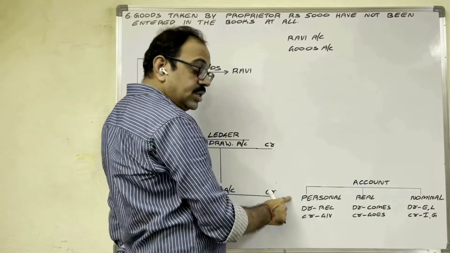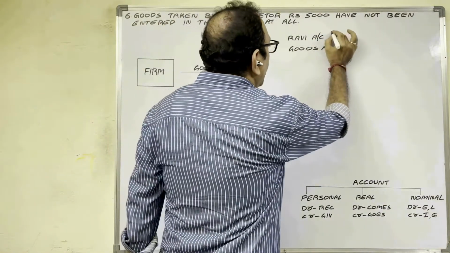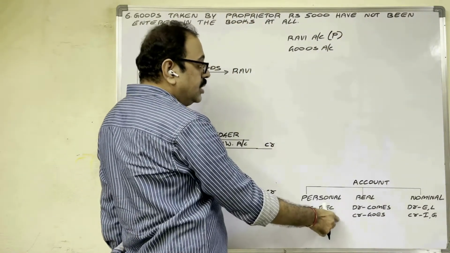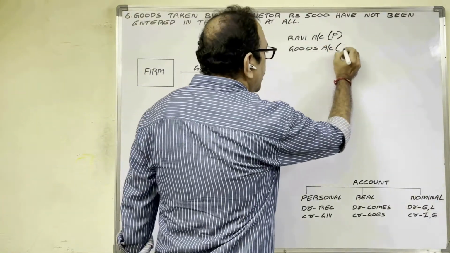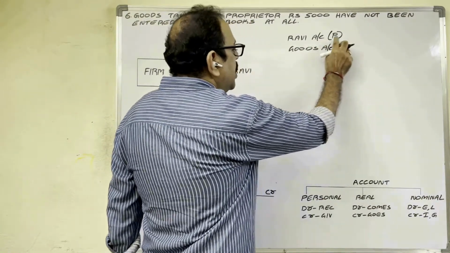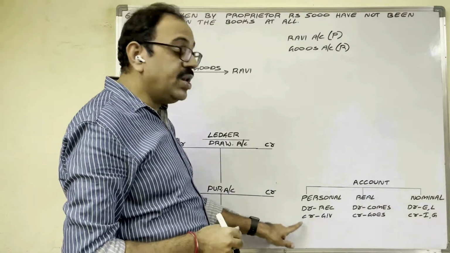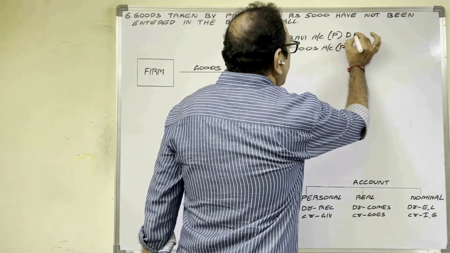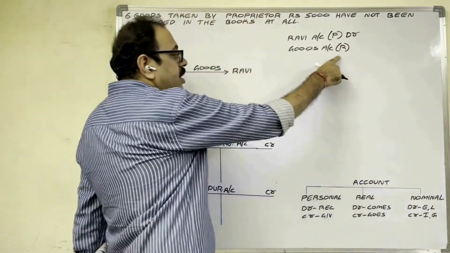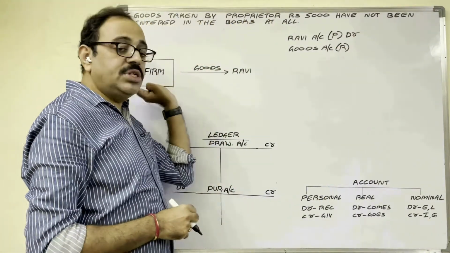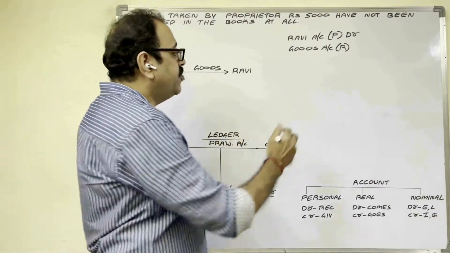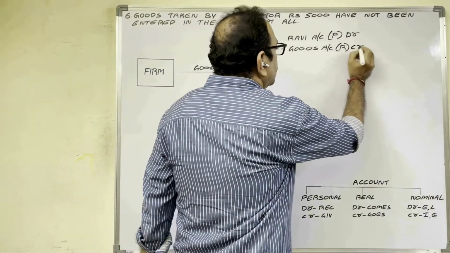Ravi is a person, therefore Ravi account is a personal account. Goods means asset, and assets come under real accounts. Personal account rule: debit the receiver, credit the giver. Ravi is receiving goods, he is a receiver, so debit his account. Real account rule: debit what comes in, credit what goes out. From the firm, goods are going, therefore we should credit goods account.